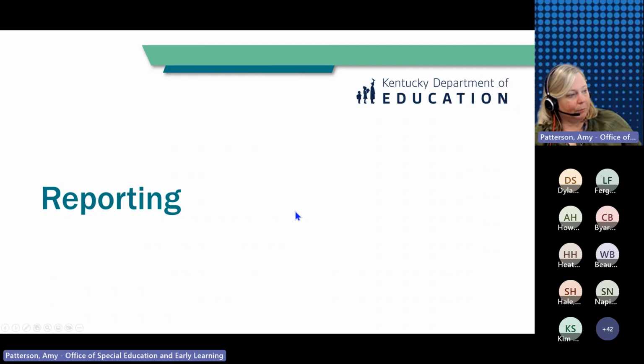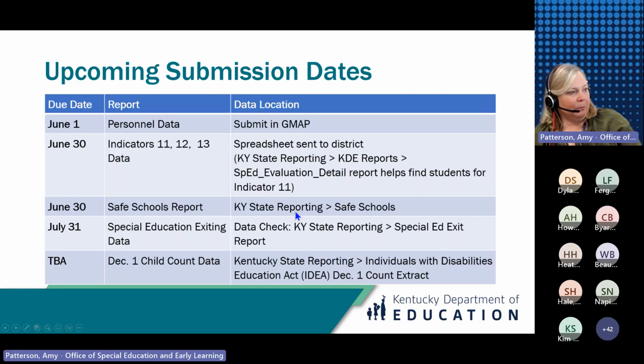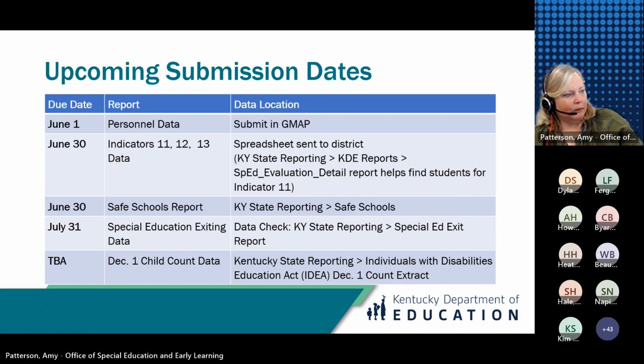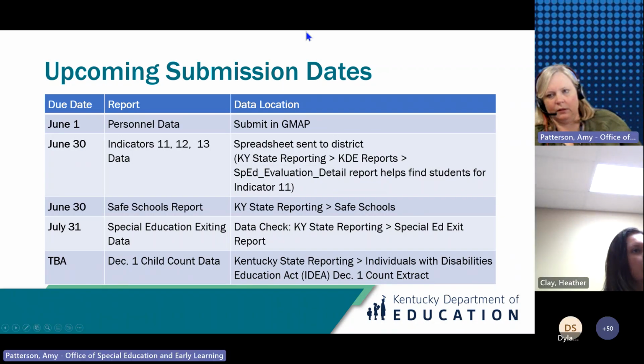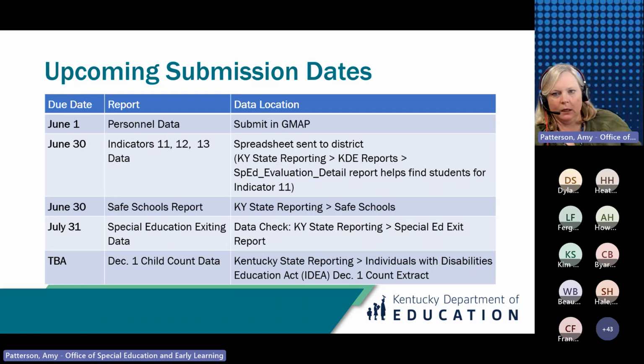Let's dive into reporting. So these are the submission dates. The most upcoming due date is personnel data. Now I sent you an email with a spreadsheet back in December. Probably I sent it in November. So you could record personnel data. It asks specific questions. I'm going to show you more information about that. But I sent that to you back in November or December so that you could record that data.